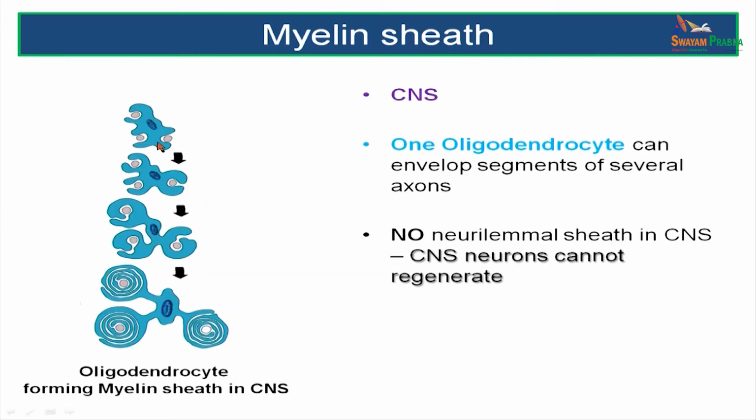Here you see the myelin sheath formed in the central nervous system. So, in the central nervous system, the cell forming the myelin sheath is called the oligodendrocyte. There is one oligodendrocyte that can form myelin sheaths for several axons. Like you see here, there is one oligodendrocyte and it is forming myelin sheaths for 3 axons. And here you see how the spiraling takes place. But there is no neurilemmal sheath, so there will be no regeneration or repair of neurons in the central nervous system. Always remember this.